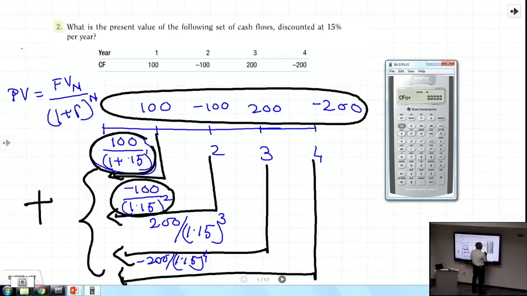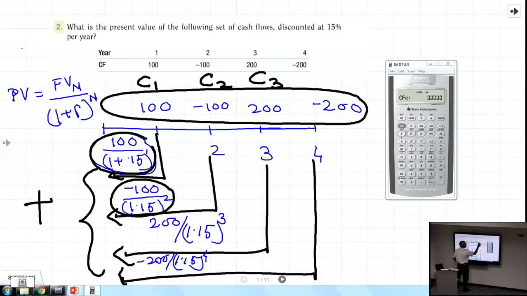It brings up this screen. I have to do a second clear work, second and CE, that clears again any previously stored values. Now I'm ready to enter my cash flows. So my cash flows are C1, C2, C3, and C4. 4 different cash flows. Although these two numbers are the same, they're not the same cash flow because one is negative. So CF0, I have no cash flow in year 0. So that remains as 0.